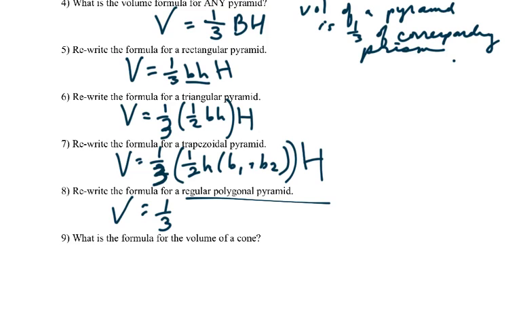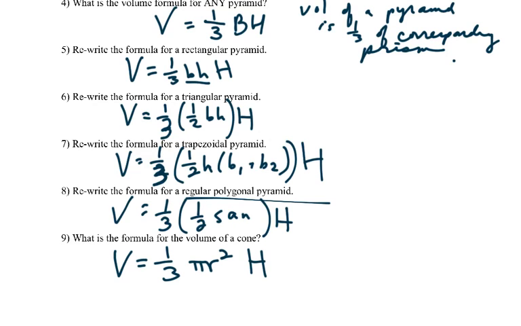Okay, regular polygon pyramid. So there's the 1/3. Okay, now 1/2 SAN. Remember, S is the length of the side, A is the apothem, N is the number of sides, capital H is the height. Remember, height is the perpendicular distance between the base and the apex. So you'll see some examples in just a minute. And then what is the formula for volume of a cone? So the base is a circle, 1/3 pi r squared capital H.